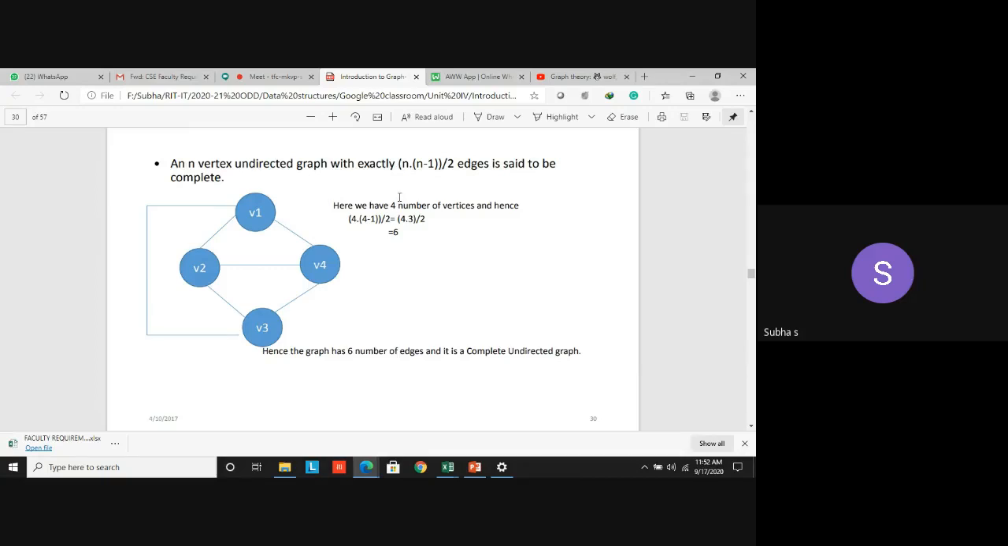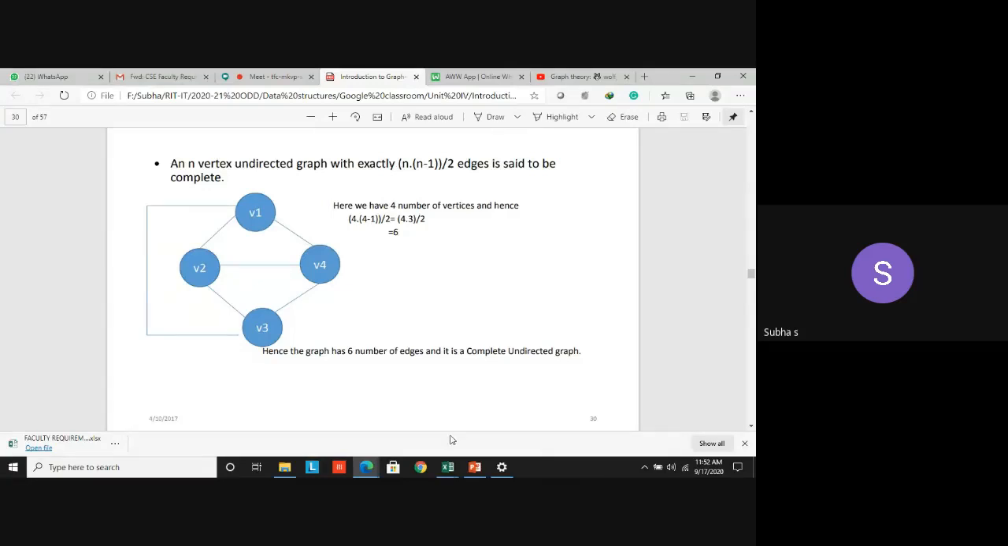Is it complete or not? Check and tell me. V1 is connected to all other nodes. V1 is connected to V2, V4 and V3. Actually, the line for V1 to V3 could be given in the middle, but instead they have given the line outside. Don't get confused. You can give a line inside the diagram also. No problem. Similarly, from V2 there is a path to all other nodes. From V3 there is a path to V2, V1 and V4. Similarly, from V4 to V1, V2, V3. So it is a complete graph. There is no direction, so it's a complete undirected graph.